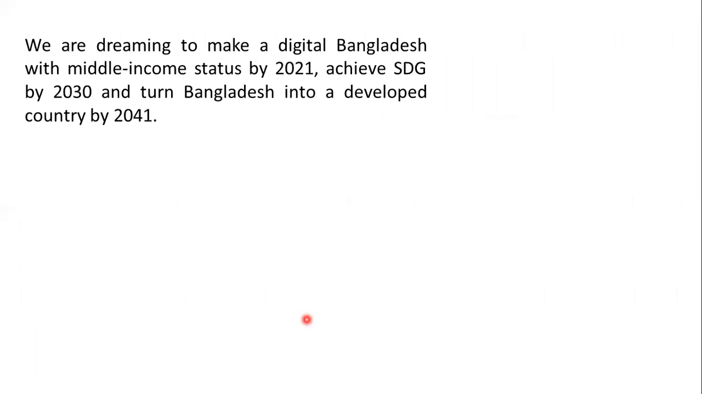Then, in the perspective of our country, we are dreaming to make a Digital Bangladesh with middle income status by 2021, achieve the SDGs by 2030, and turn Bangladesh into a developed country by 2041. You already know that in 2015 we included ourselves as a lower middle income country. The Bangladesh government has planned that within 2021 we will enter middle income status, and by achieving the SDGs by 2030 we will appear as a developed country within 2041.